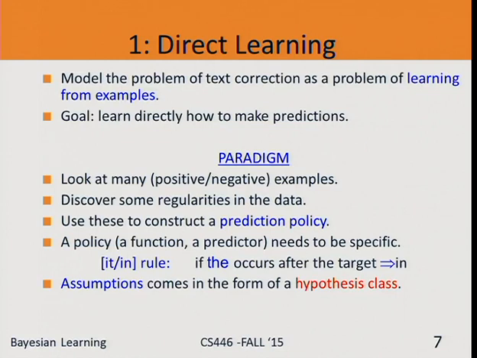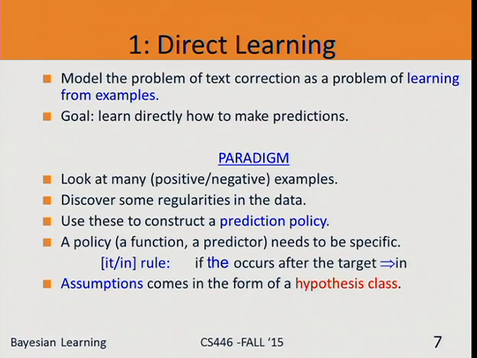Very direct thing. For example, the policy or a function that we're going to learn will have this it-or-in rule. One of the components of this rule could be, if you see the word "the" before your target word, make the target word be "in". This is a pretty good rule. Maybe it doesn't have enough coverage, so you want additional ones, but this could be a component of your predictors. So this is basically what we've done throughout the semester. I mean, here I'm presenting it as a rule, but it doesn't necessarily have to be written in such a simple way. It could be part of a general function that is a member in our hypothesis class.